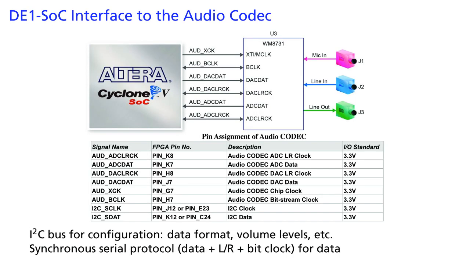The audio codec interfaces to the FPGA through essentially two serial interfaces. There's a slow one, the I2C bus, whose job it is to configure the codec, change the data format, change its volume levels, change how audio is being sent around the chip. Generally, you set this up once and you can leave it alone. The other interface is a so-called synchronous serial protocol. It consists of the data, a left-right clock that indicates to which channel the current bits are being sent, and a bit clock that indicates when a new bit has been sent to the codec.